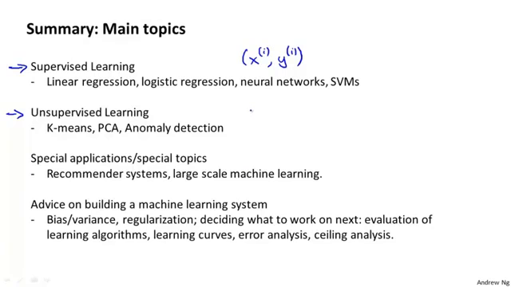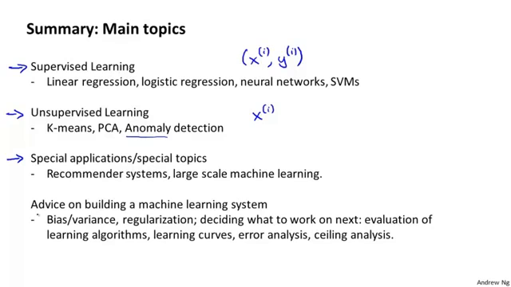and anomaly detection algorithms for when you have only unlabeled data xi, although anomaly detection can also use some labeled data to evaluate the algorithm. We also spent some time talking about special applications or special topics like recommender systems and large-scale machine learning systems, including parallelized systems like MapReduce, as well as some special applications like sliding windows object classification for computer vision.